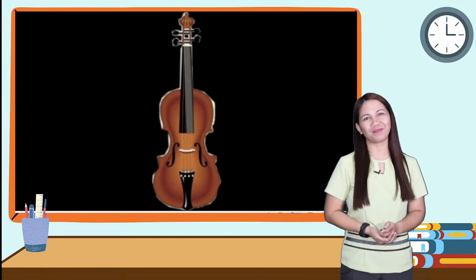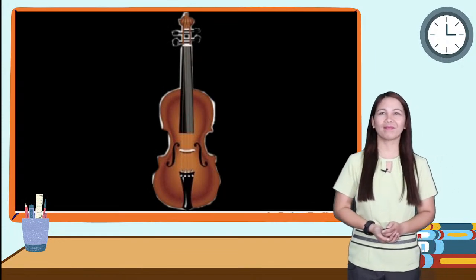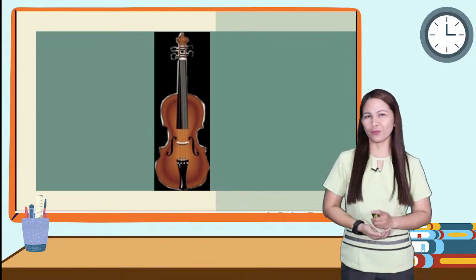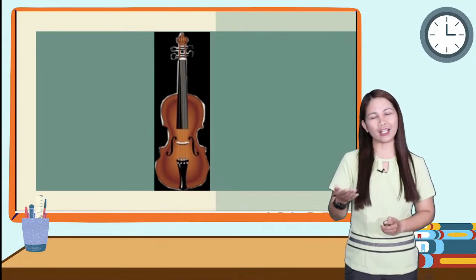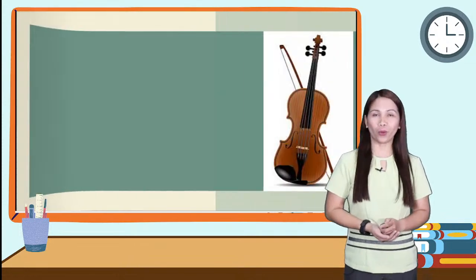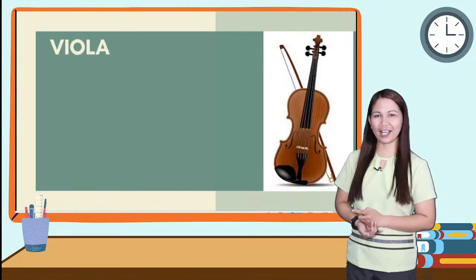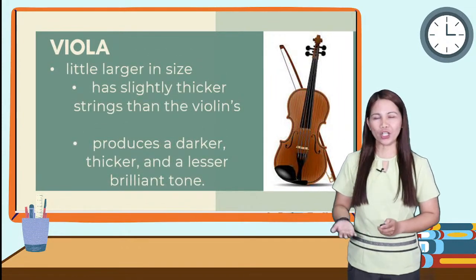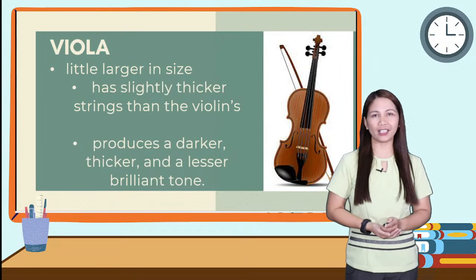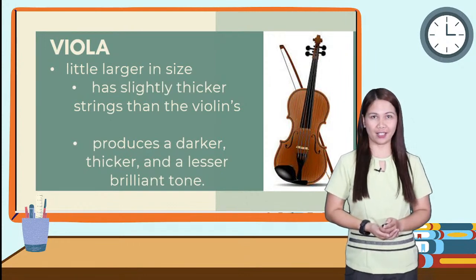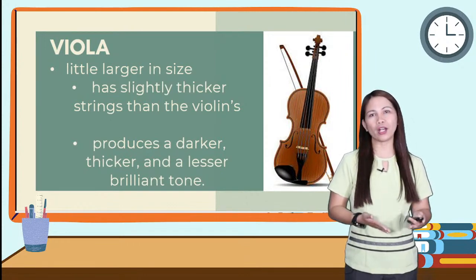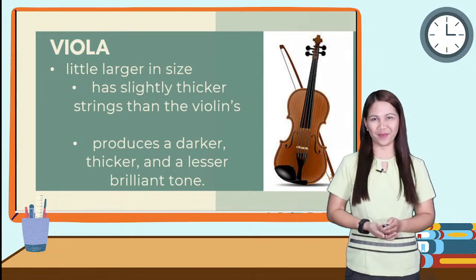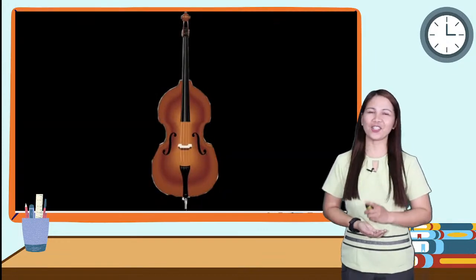Moving on. So, what can you see in that picture? What instrument is that? You're right. It is a viola. A viola is a little larger in size and has slightly thicker strings than the violin. It produces a darker, thicker, and less brilliant tone. Let's try this.